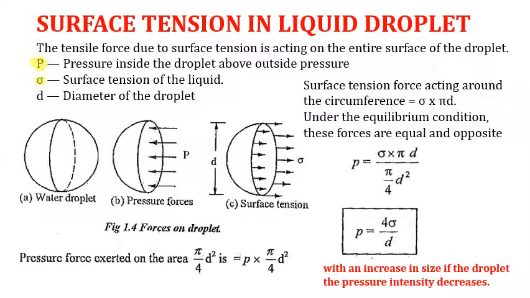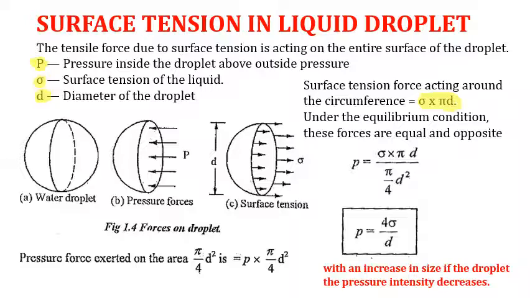Sigma is the surface tension of a liquid. Its units are force per unit length, so Newton per meter. D is the diameter of the droplet. As the surface tension is acting on the circumference of this droplet, the force developed due to surface tension is sigma into the circumference, which is 2 pi r or pi d.